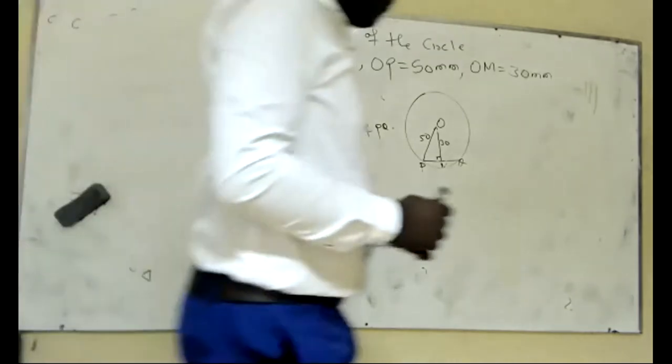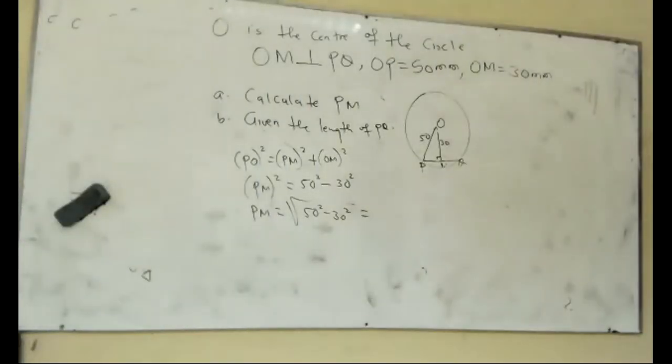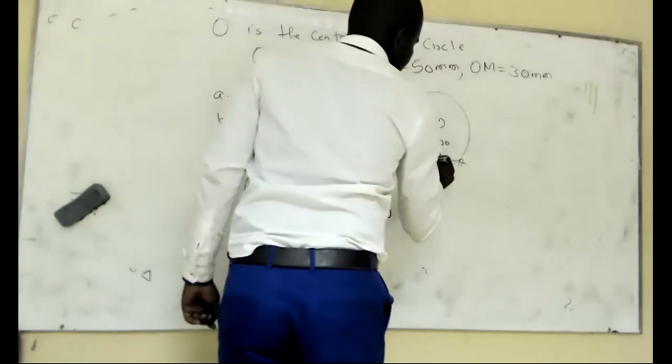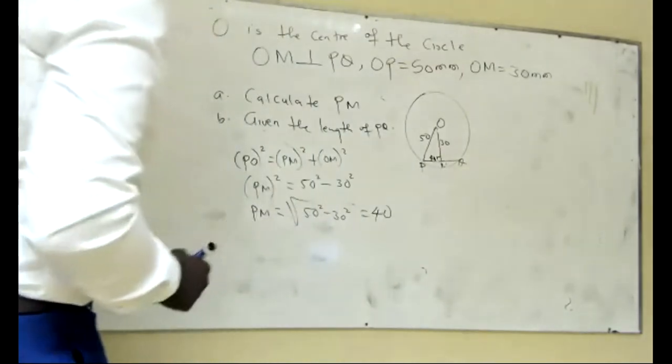Can you quickly do that with your calculator and tell me what you obtain when you put it on your calculator? What is the value you obtain? 40. You obtain 40. And that is the distance here, 40.